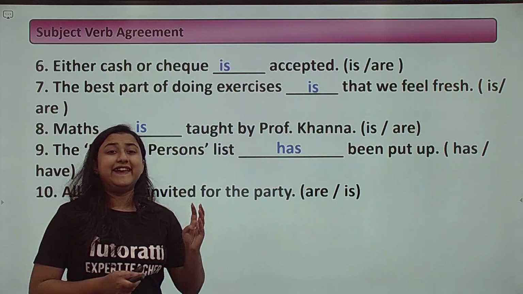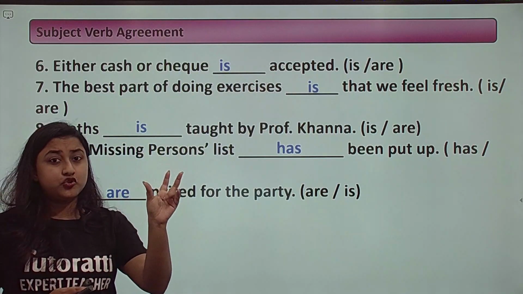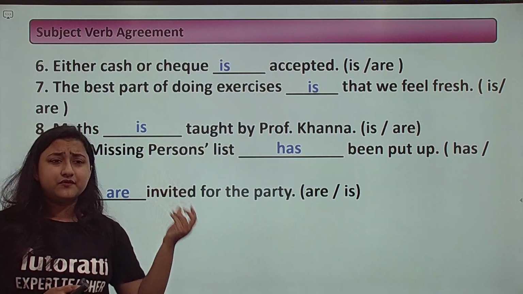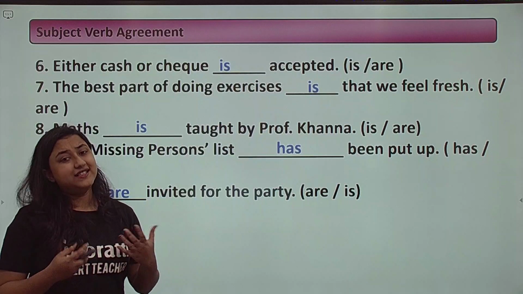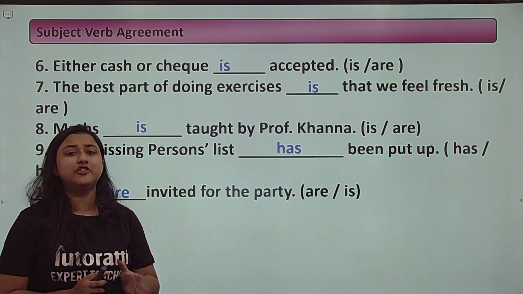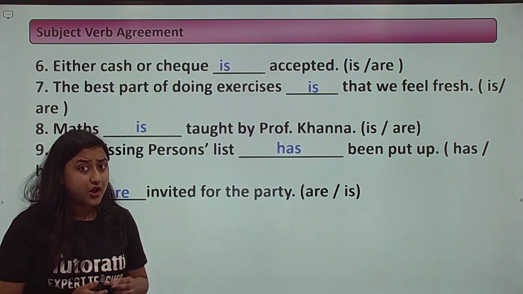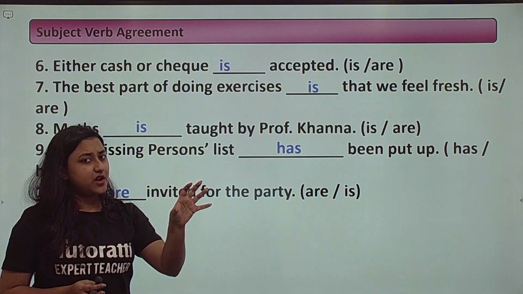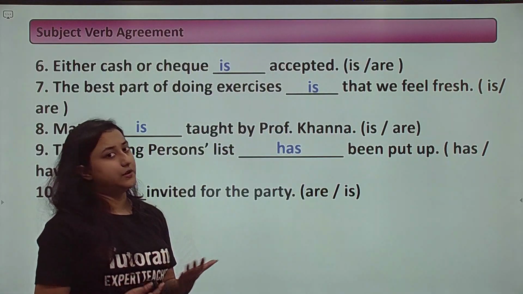Third one, indefinite pronouns. Indefinite means the pronouns that do not indicate any specific person. Alright, someone, somebody, no one, nobody, everyone, everybody, each. These things will always take a singular verb. And the last one which you need to remember is collective nouns. Whenever we are talking about a group, if the collective noun is singular, the verb is singular. If the collective noun is plural, the verb is plural.